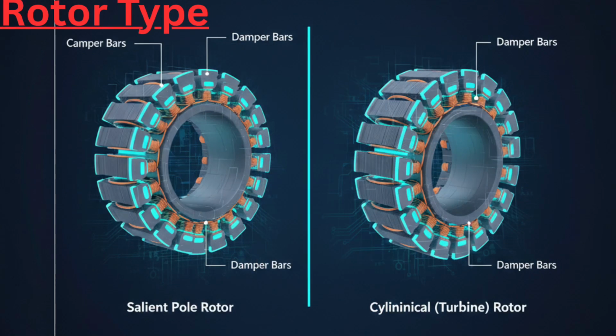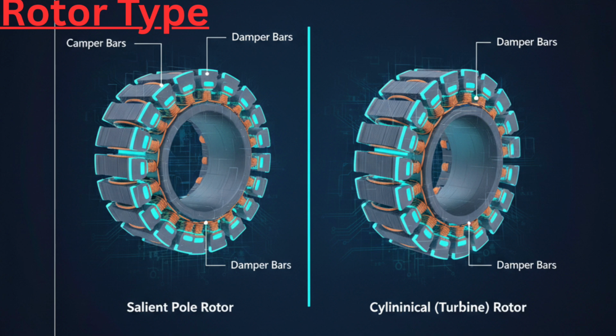Rotor types. The rotor is the rotating part of the alternator and carries the DC field winding which produces the magnetic flux necessary for voltage generation. Two main rotor designs are used in practice: salient-pole rotors and cylindrical, or non-salient, rotors.